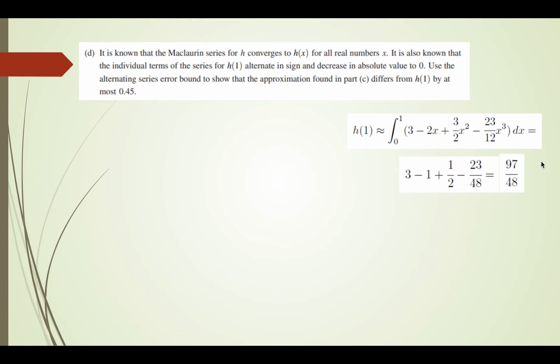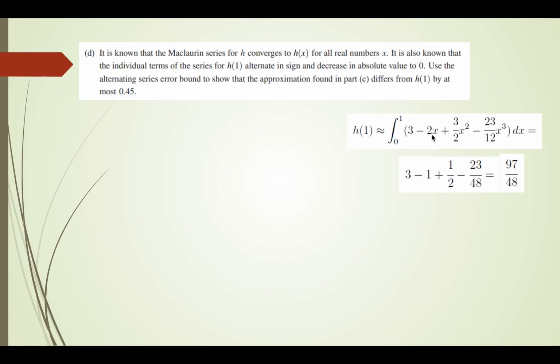If we knew what h of 1 actually was, and we subtracted our approximation, we would get a difference. There would be some difference between our estimation and the actual value. And a question that we always have is, well, how big is that error? How much is our approximation off by? And in an alternating series, that's actually really easy to find.